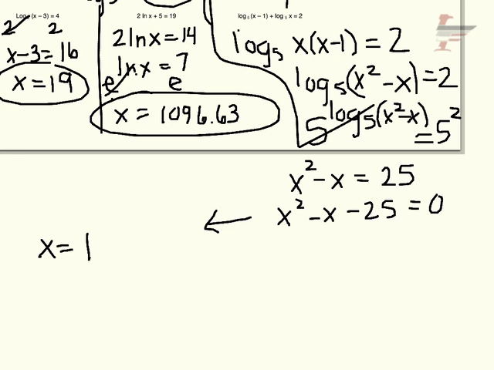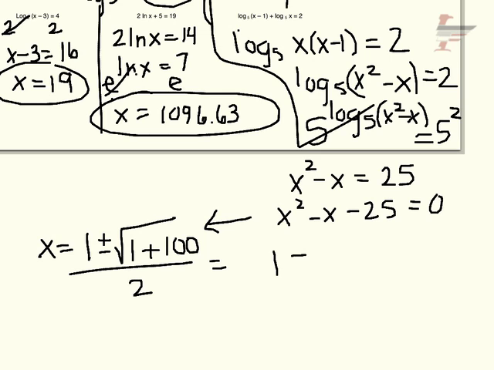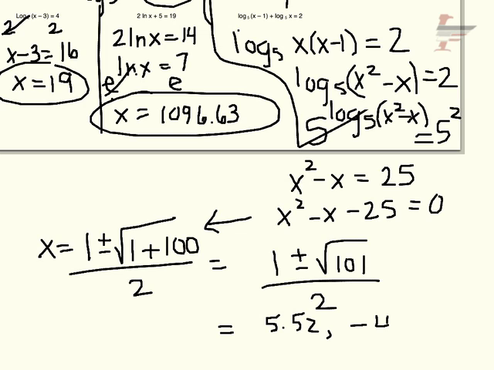So x equals negative b plus or minus the square root of b squared minus 4ac, all divided by 2a, and that's 1 plus or minus the square root of 101 over 2, and there are no perfect squares in 101, so that's a fine answer. Or when you type that in your calculator, you get 5.52, and then you get negative 4.52.